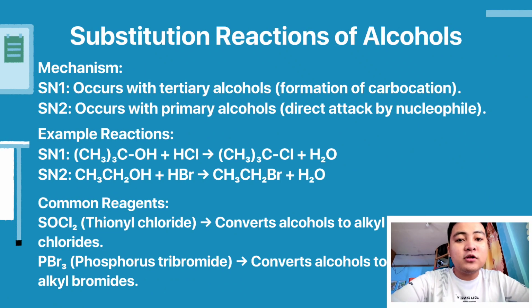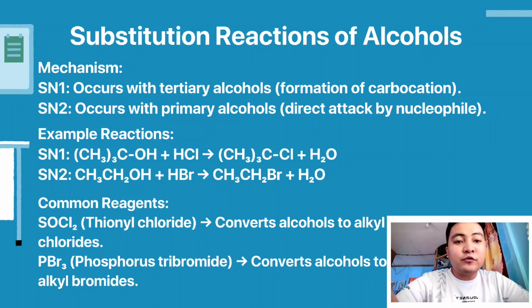Substitution reaction of alcohols. Alcohols undergo substitution reactions where the hydroxyl group is replaced by a halide ion. However, since OH is a poor leaving group, it is first modified to improve reactivity. SN1 mechanism for tertiary and some secondary alcohols. The SN1 reaction follows a two-step mechanism and occurs mainly in tertiary alcohols due to the stability of the carbocation intermediate. Number 1, protonation. The alcohols react with a strong acid like hydrochloric acid or HBr, converting the OH group into water, which is a better leaving group.